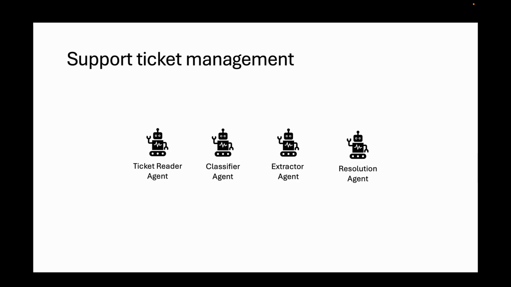For example, there is a case where the user sends a message, and the ticket reader agent reads the ticket and provides the details to the classifier agent. Now the classifier agent analyzes the ticket and classifies it as, say, a technical issue. Then the extractor agent extracts the important metadata or important fields that are required to resolve this technical issue. By extracting all these details, they are then sent to the resolution agent. Now the resolution agent takes all the information provided by the previous agents, analyzes the ticket, and tries to resolve the issue and provide some guidance to the user.